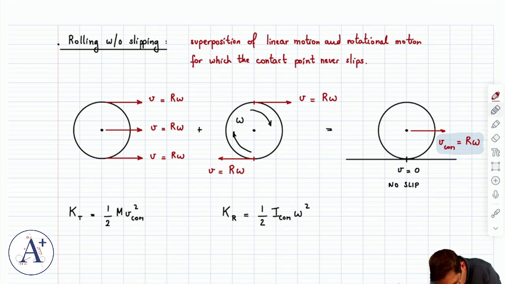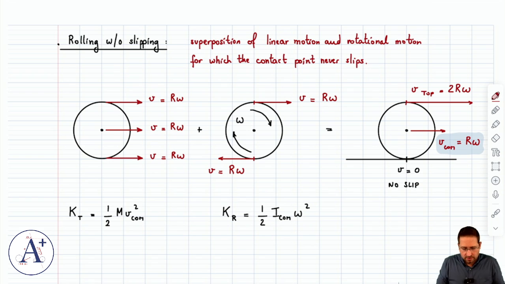The faster the ball spins, the faster it moves forward. The faster the bike tire spins, the faster you move forward. And then at the top here, something interesting is that you get double the speed. You get, call it v top, 2R omega.